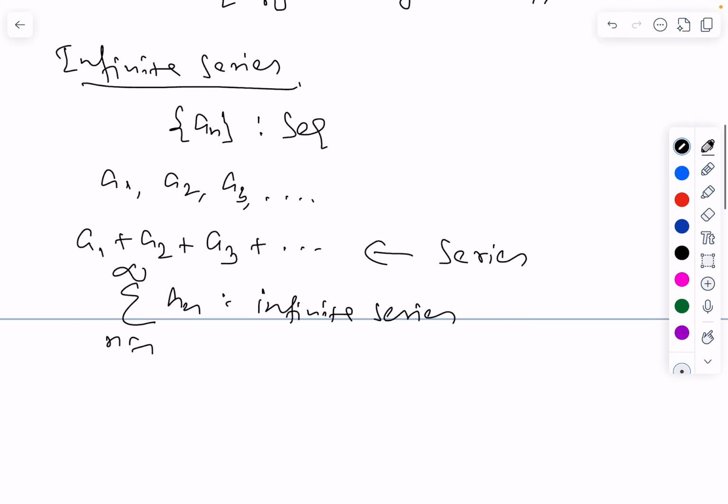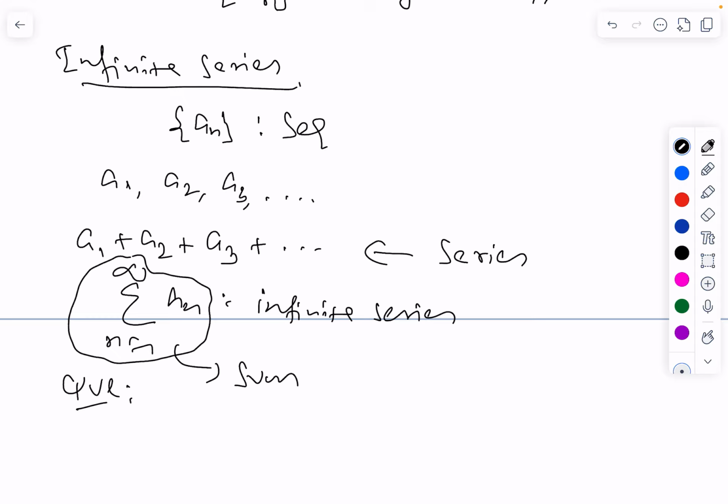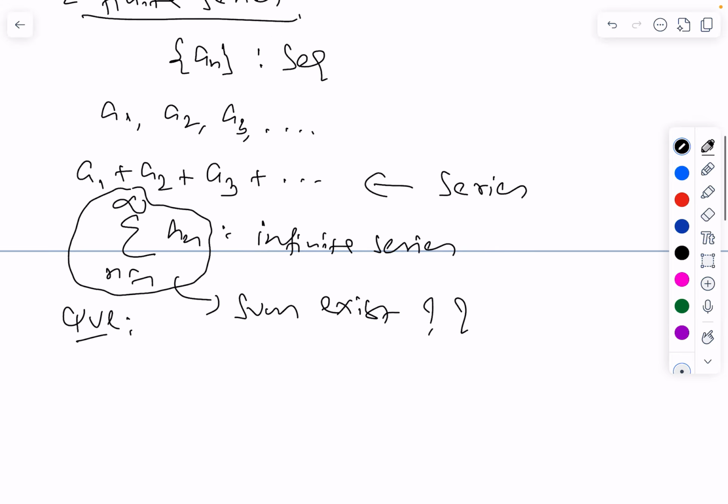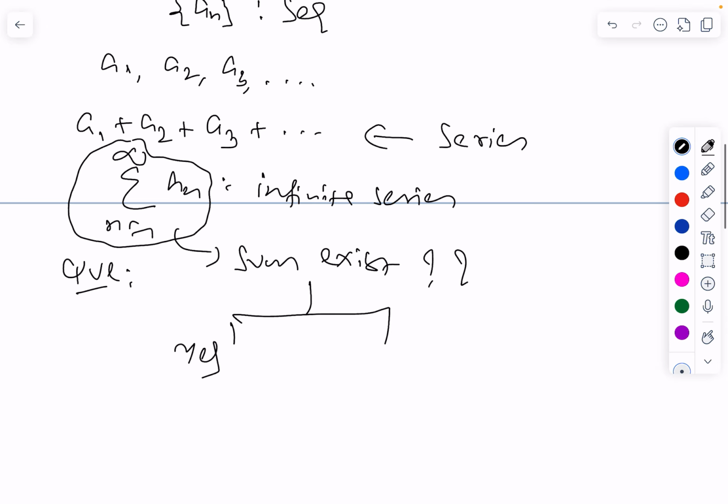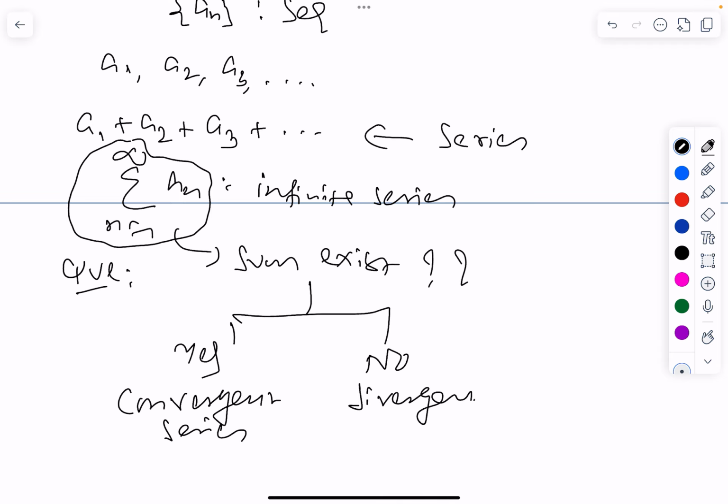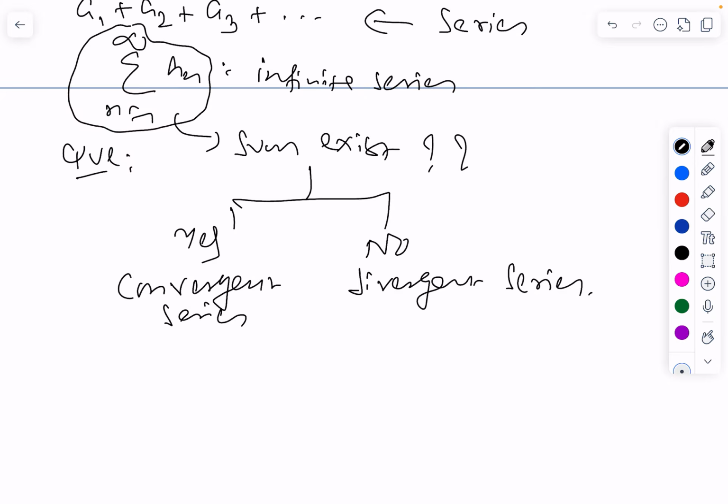Here we ask a question: we have infinitely many terms and we are adding, whether the sum exists or not. That is the question. If the sum exists, then we say that it is a convergent series. And if the sum does not exist, then we say that it is a divergent series. So the beauty is that you are adding infinitely many terms and you dare to ask whether the sum exists or not. Because adding infinitely many terms requires infinitely much time, but in finite time we are asking whether the sum exists or not. If the sum exists, we call it a convergent series. If the sum does not exist, we call it a divergent series.